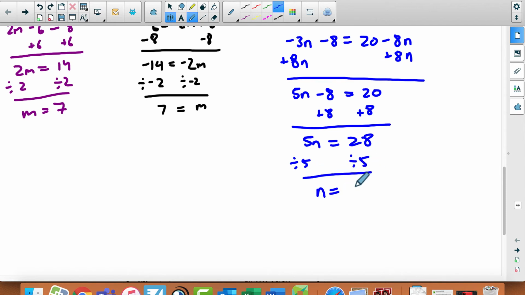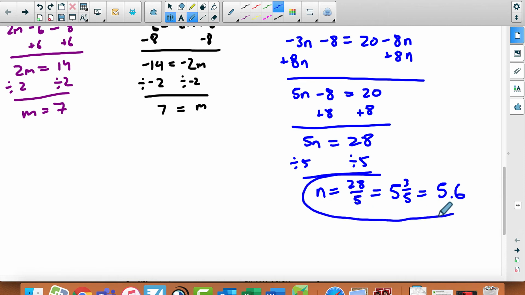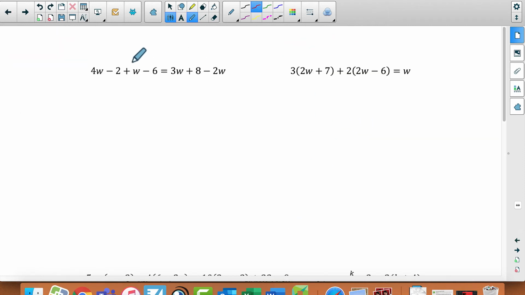Doesn't go unevenly, but that's okay. You get 28 over 5. You could do it mixed, 5 goes into 28 5 times with 3 left over, or you could do 28 divided by 5 in your calculator and you'll get 5.6. All very good answers.